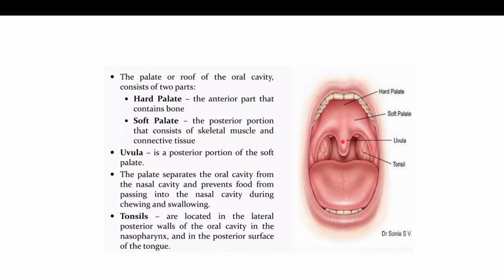Then we have this small extension, the uvula. This is the posterior portion of the soft palate. The palate separates the oral cavity from the nasal cavity and prevents food from passing into the nasal cavity during chewing and swallowing. Then we eventually have the tonsils, which are located in the lateral posterior walls of the oral cavity, in the nasopharynx, and in the posterior surface of the tongue.